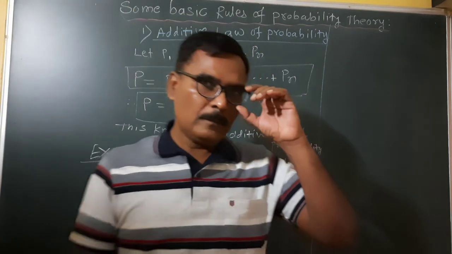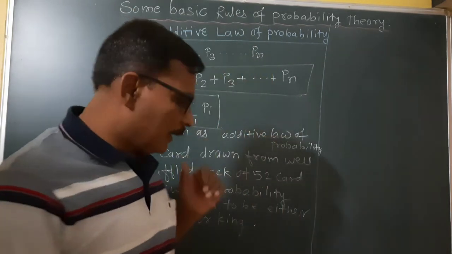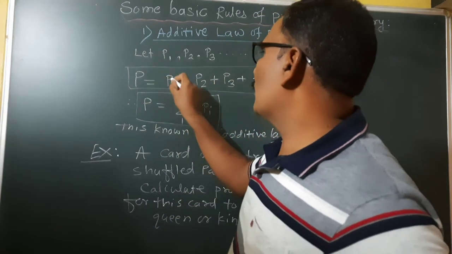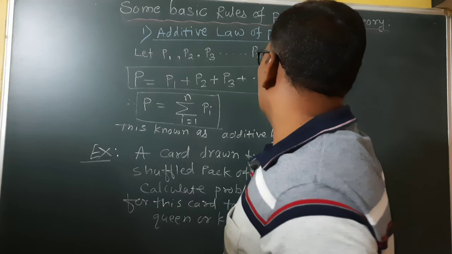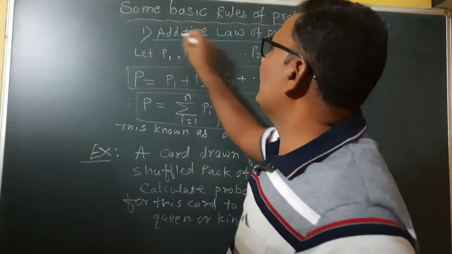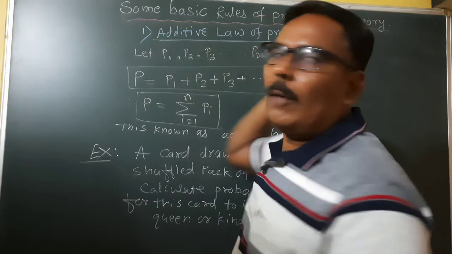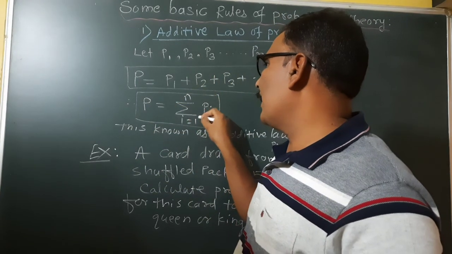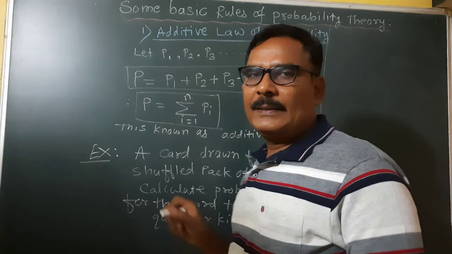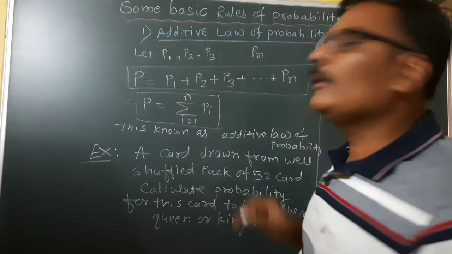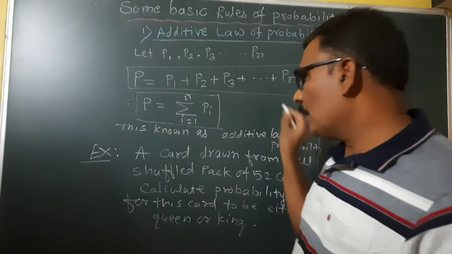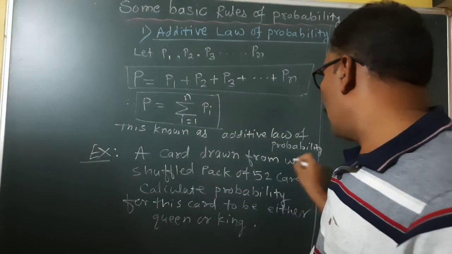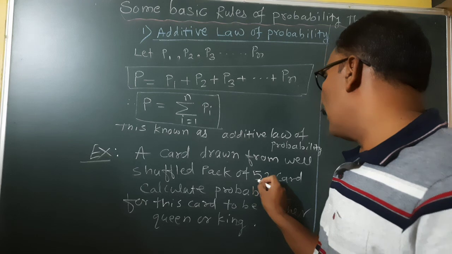First of all, what is the law? P is equal to P1 plus P2 plus P3 plus dot dot dot Pn. This is called the additive law of probability. Similarly, we write P is equal to the summation of i equals 1 to n of Pi. This is also known as the additive law of probability. For this law, we consider one problem: a card drawn from a well-shuffled pack of 52.